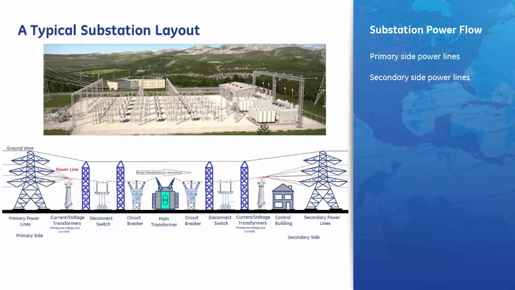On the secondary side, connected to the secondary power lines, you will see the current transformers, the main transformer, the control building, and the secondary power lines.